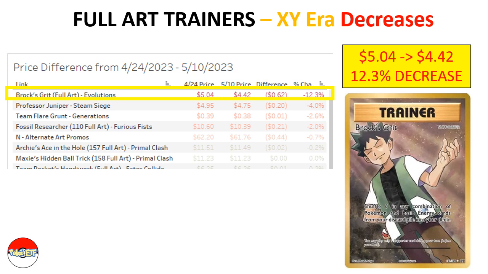Then we're looking at the decreases, and the top decrease for this set is Brock's Grit from Evolutions. It went down around 62 cents, so not that much, but it still represents a 12.3% decrease.